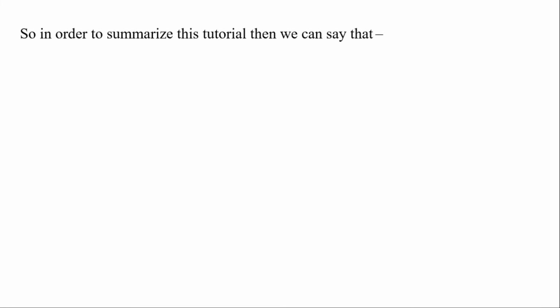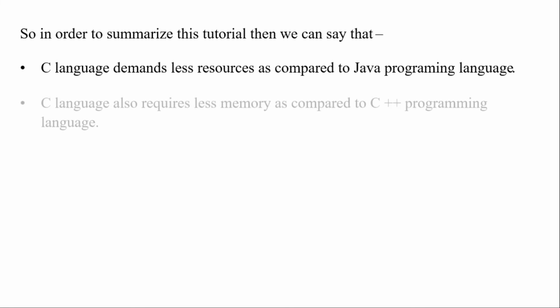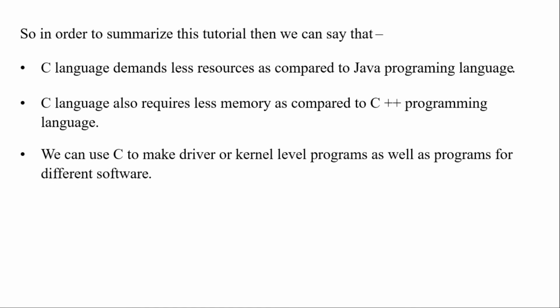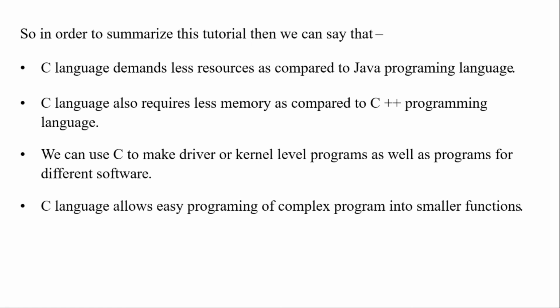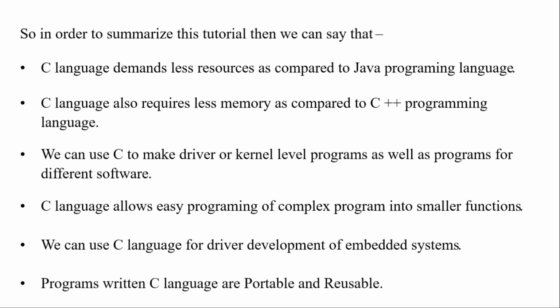So in order to summarize this tutorial, we can say that C language demands fewer resources as compared to Java programming language. C language also requires less memory as compared to C++ programming language. We can use C language to make drivers or kernel level programs as well as programs for different softwares. C language allows easy programming of complex programs by breaking them into smaller functions. We can use C language for driver development of embedded systems. Programs written in C language are portable and reusable.